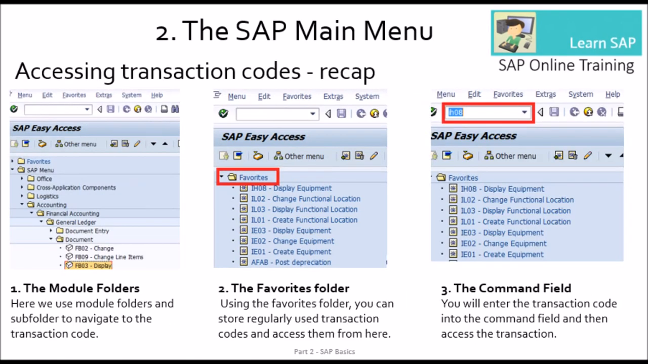Now let's recap how to access transaction codes. First, we use the modules folder. Here we used module folders and subfolders to navigate to the transaction code. Next, the favorites folder. Using the favorites folder, you can store regularly used transaction codes and access them from here. And lastly, the command field. You will enter the transaction code into the command field and then access the transaction.